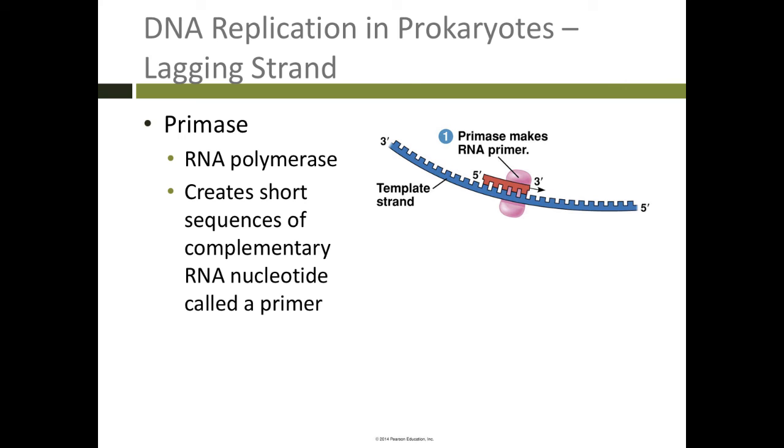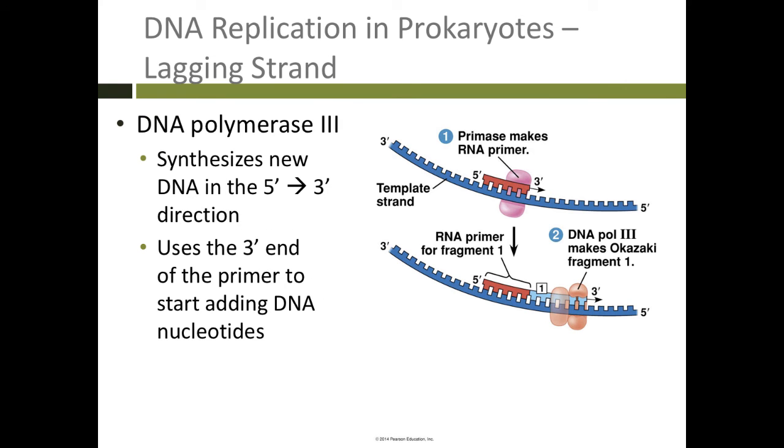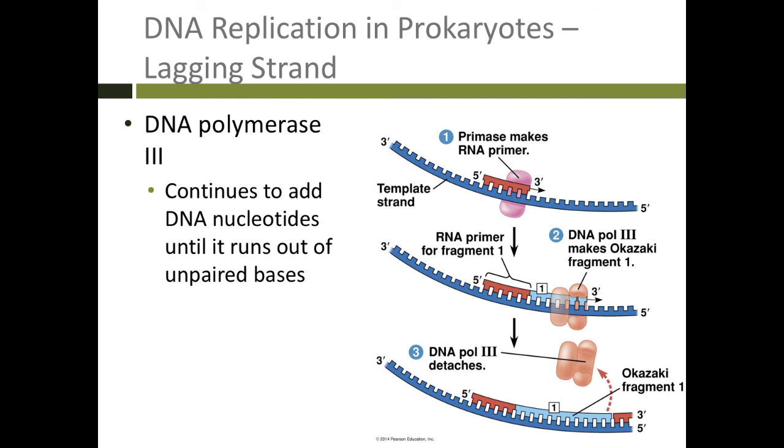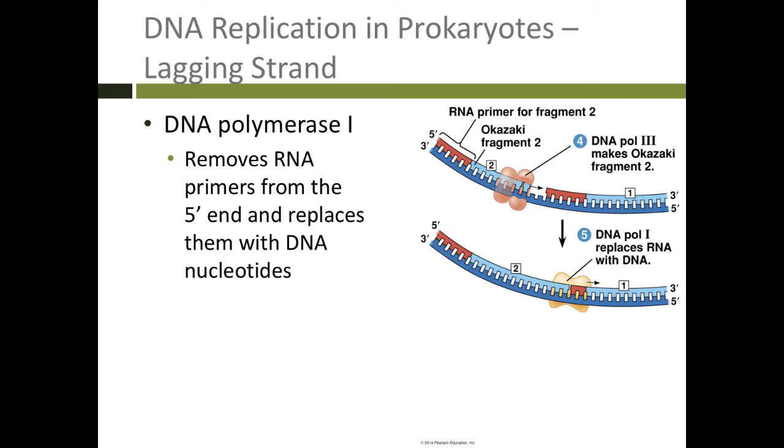Now there's a 3' end for DNA polymerase. DNA polymerase will use that 3' end and start adding complementary DNA nucleotides. DNA polymerase III will continue to add base pairs until it encounters a section where the DNA is already paired, for example, if it runs into another primer. Now we have a full section of complementary DNA.